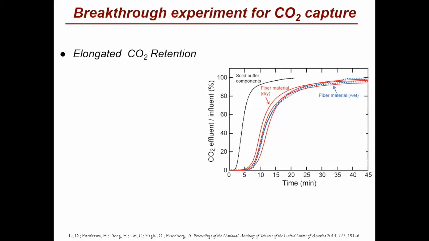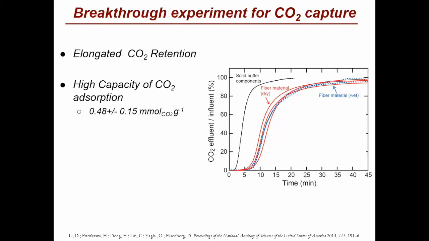To evaluate the dynamic separation capacity, we use breakthrough experiments to detect the time of appearance of breakthrough of carbon dioxide from the material. The black curve represents solid buffer components, and the red and blue curves represent the fiber materials. As indicated in the graph, fiber materials show much longer retention time for carbon dioxide compared to the solid buffer materials, and this further demonstrates that the majority of carbon dioxide is absorbed by the fiber material, and the value is calculated to be around 0.5 millimoles per gram of material.